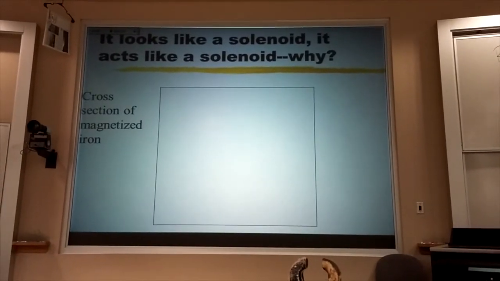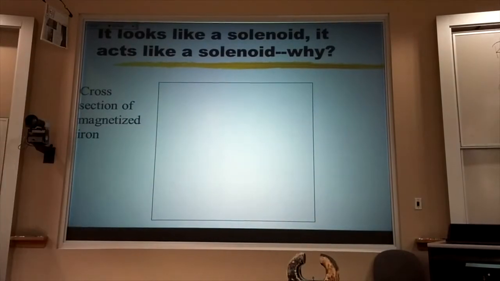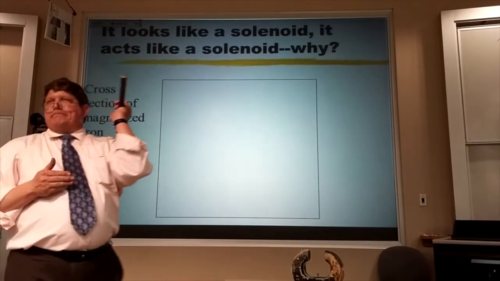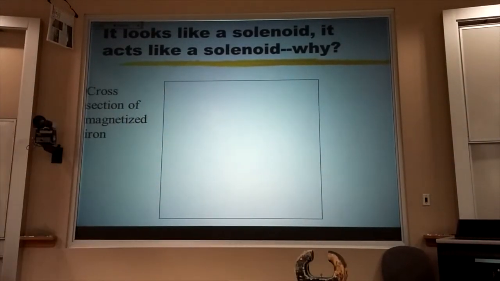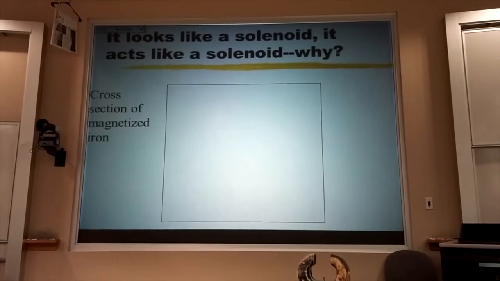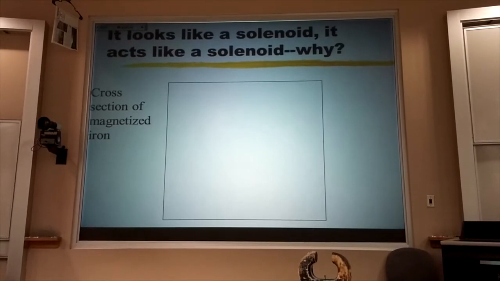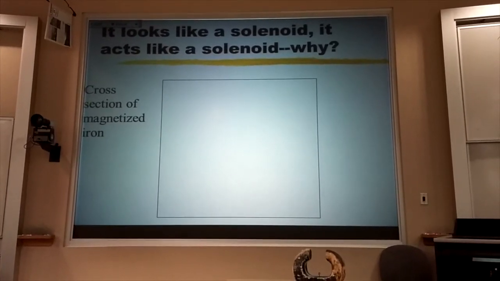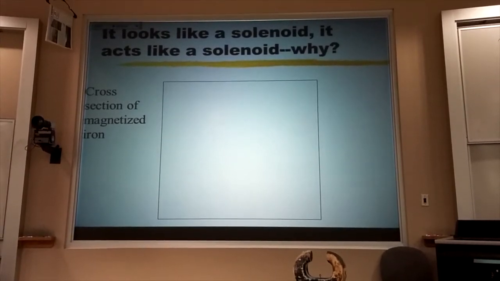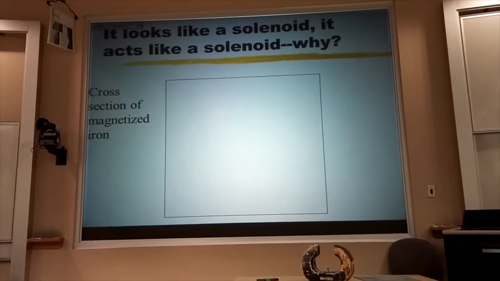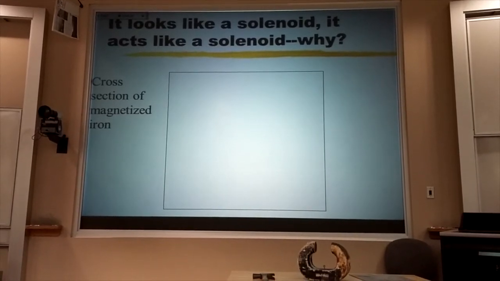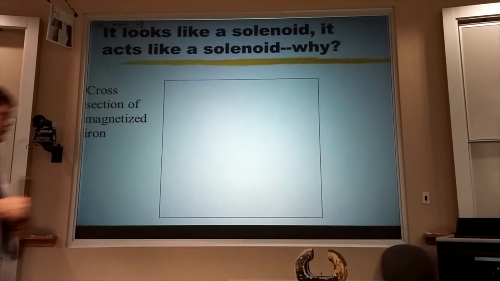What we're going to do is look at a hunk of iron, and we're just going to look at a cross-section of it. And you remember that I said last day that every atom of iron has a dipole associated with it, a little north and a little south. Well, now we know that a little north and a little south can also be associated with a current loop, a little loop of current. So let's suppose that we got all the atoms that I could represent as current loops. Suppose I got them all aligned so that they were spinning the same way. Okay? So this is what it would look like.